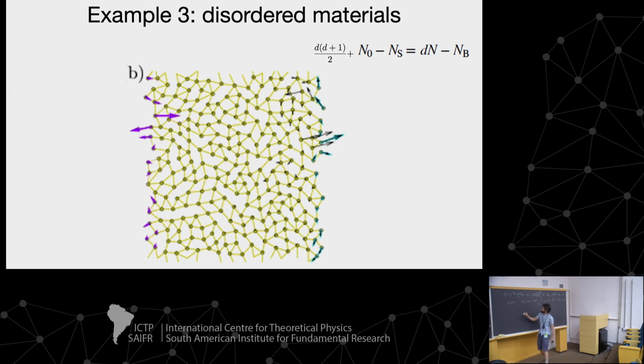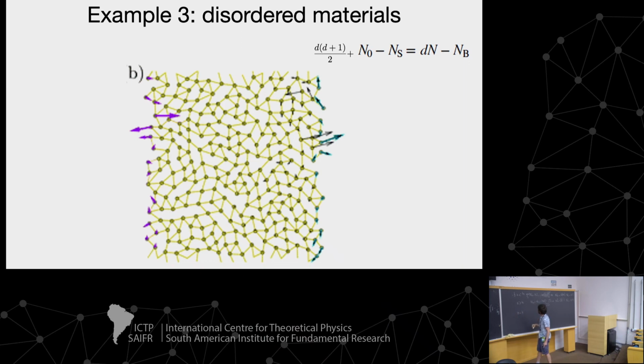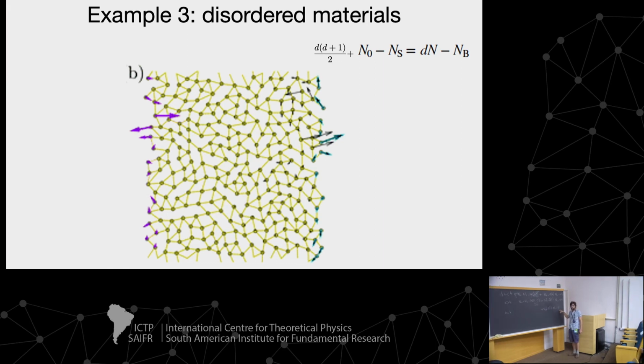Okay? If you're around 4, on the other hand, what you find is that typically the number of floppy modes is of order 1, and that the number of states of self-stress is also of order 1. Which means that when your average coordination number is less than 4, or less than 2D, you have a very floppy network that is full of floppy modes. When, on the other hand, you have a hyper-coordinated lattice, with an average coordination number that is more than 4, then you have your network full of self-stress that has hardly any floppy modes.